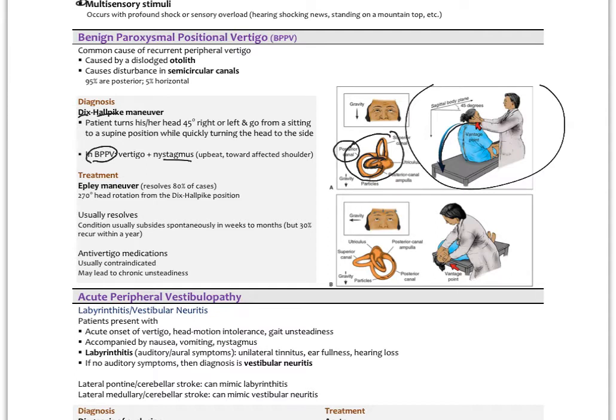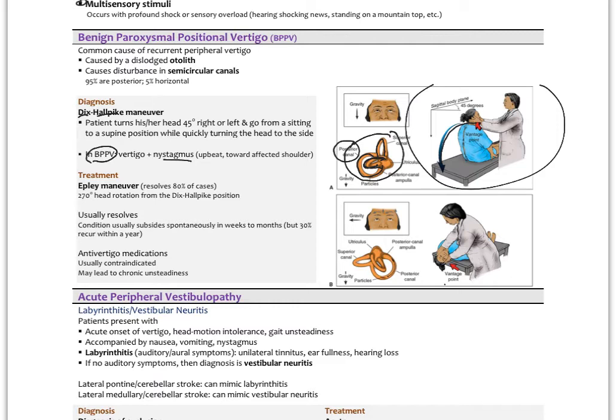The treatment then is something called the Epley maneuver. In Epley, it's kind of like a reverse Dix-Hallpike. You do a 270-degree head rotation from the Dix-Hallpike position, and then you kind of move the head back and forth. So that actually can dislodge the otolith. And so that's the Epley maneuver. And usually it resolves cases about 80% of the time.